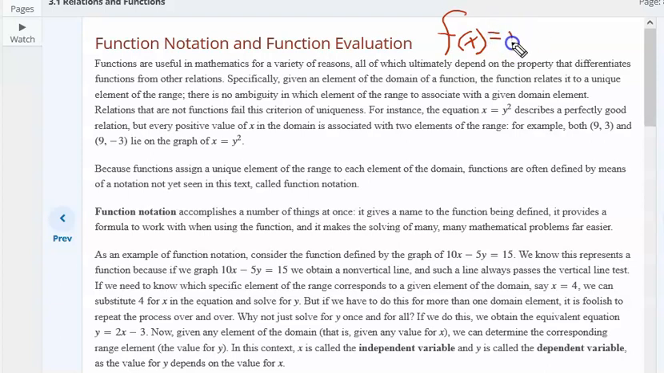And then usually you have some sort of rule here that you're going to input some value of x into. Now be careful, this does not imply multiplication. Often parentheses imply that, but here it's not. So whatever value of x you then put into the rule, that is the evaluation of what we have. And that's what they're describing here.